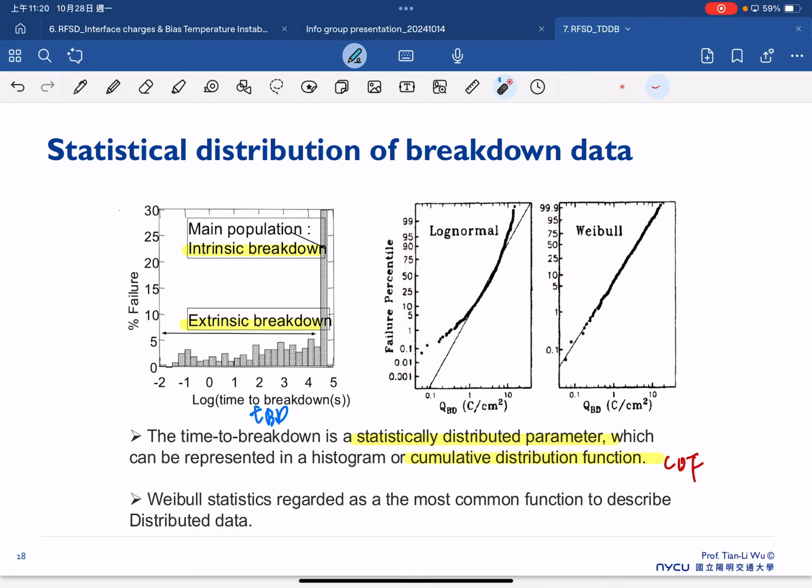So this is a CDF. If you try to compare this data with different fittings, it clearly shows that the Weibull distribution can fit our experimental data very well. The Weibull distribution is regarded as the most common function to describe the distributed data in TDDB testing. In most of the literature, you will only see that they use Weibull, but very limited literature will discuss why Weibull can be applied in the case of TDDB. It's not just that the Weibull distribution fits well; fundamentally, there's a key concept that we already mentioned. This fitting works very well because of the weakest link.